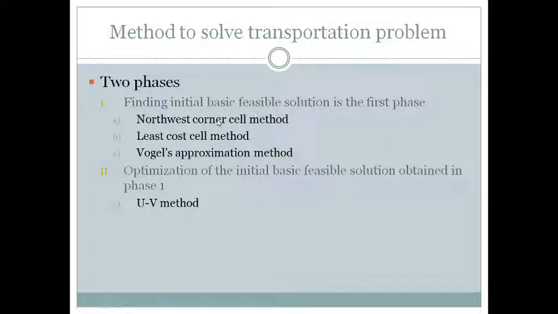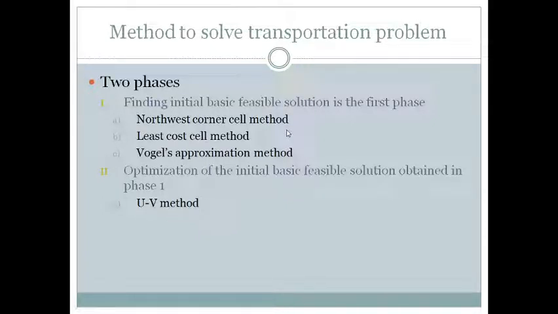In that we are having again three algorithms to achieve this, making the given transportation problem into an initial basic feasible solution. And then the second phase is to optimize whatever solution we got in phase 1. The second phase is to optimize the initial basic feasible solution obtained in phase 1. So in phase 1 we are having three algorithms, and in phase 2 we are having one technique we are going to discuss.